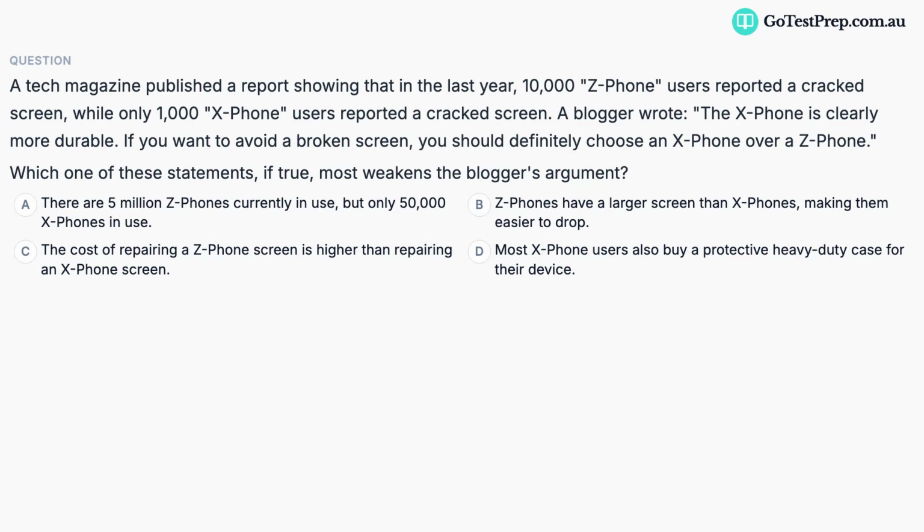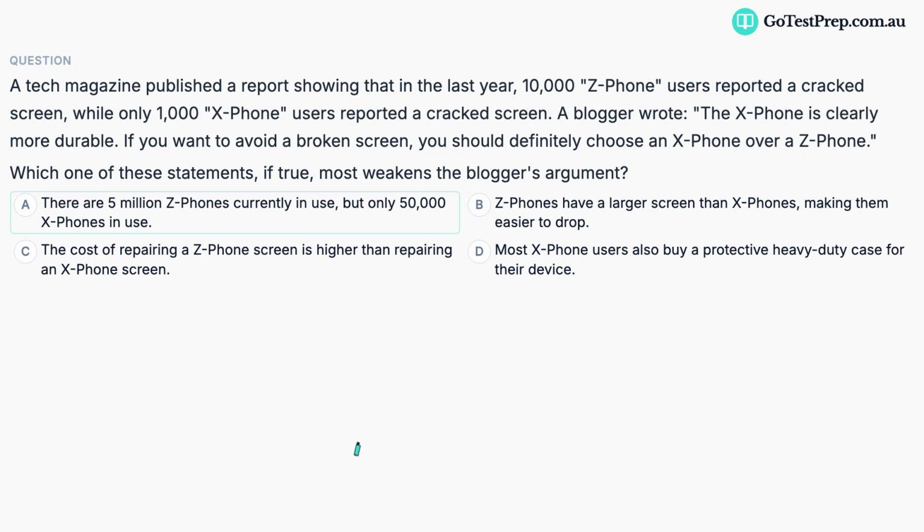Okay, so here's what we're looking at. A tech magazine published a report showing that in the last year, 10,000 Z phone users reported a cracked screen, while only 1,000 X phone users reported a cracked screen. A blogger wrote, "The X phone is clearly more durable. If you want to avoid a broken screen, you should definitely choose an X phone over a Z phone." Which one of these statements, if true, most weakens the blogger's argument?